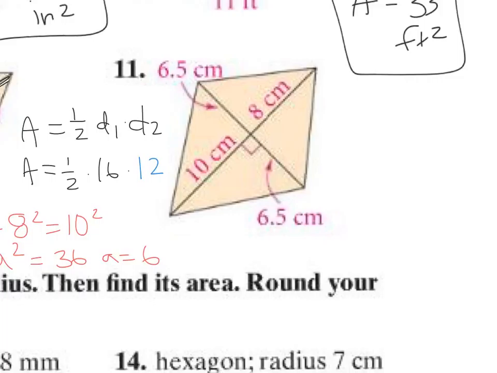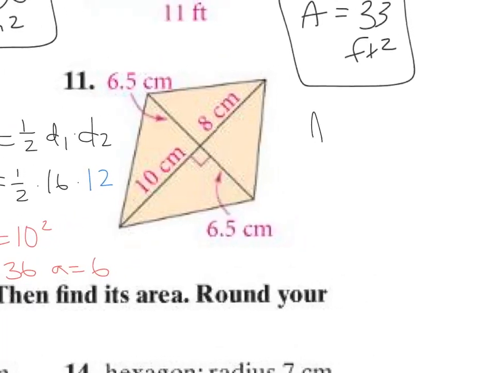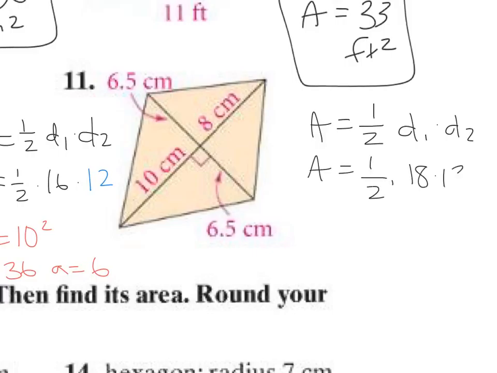And number 11, you do area equals 1/2 d1 times d2. Area equals 1/2 times 18 times 13. Area equals 117 centimeters squared.